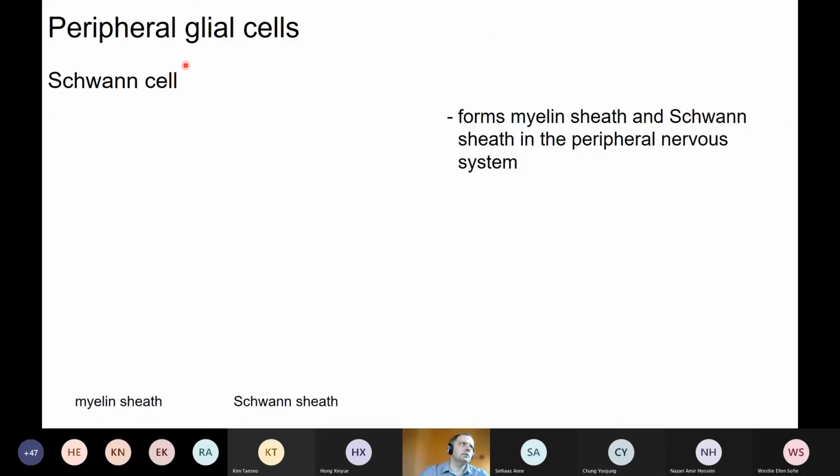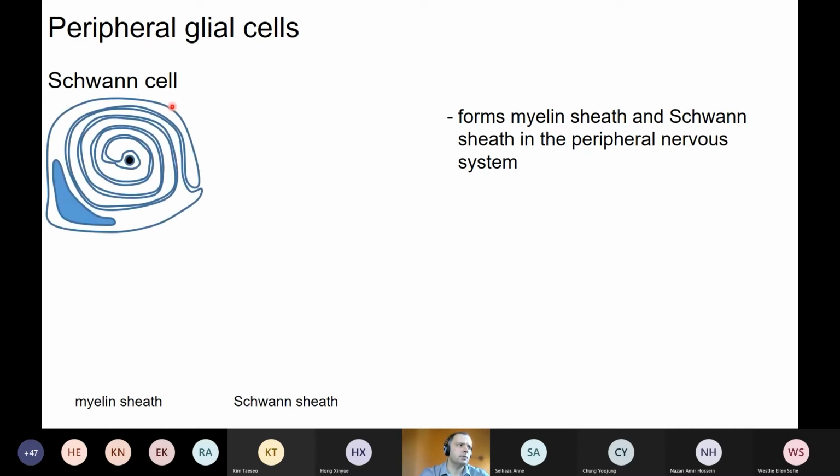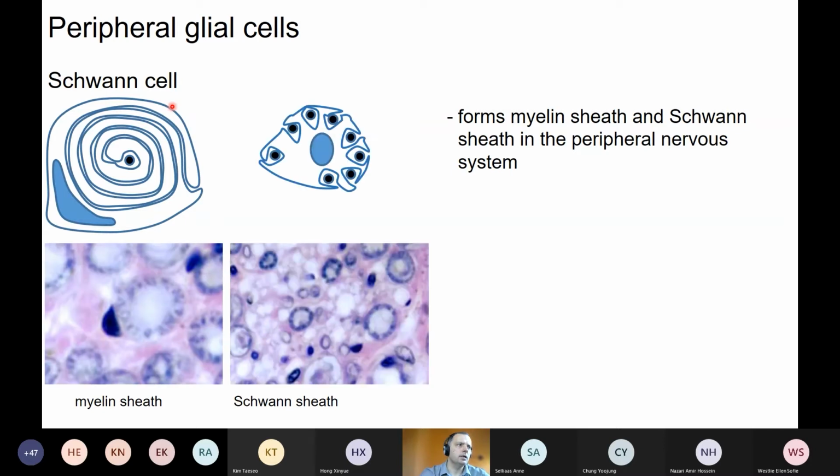So some hints on the peripheral glial cells. Schwann cell, you know this already. I discussed with you that they form the myelin sheath or the Schwann sheath. You can recall this most likely, that the axons will be invaginated into the cell membrane double layer that is wrapping around the axon, and this way you get this myelin sheath, or they are just covered by the cell processes. They hug around the axon, and this is how the unmyelinated fibers are formed. This is the Schwann sheathed structure.